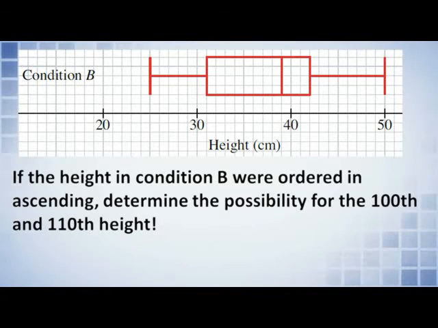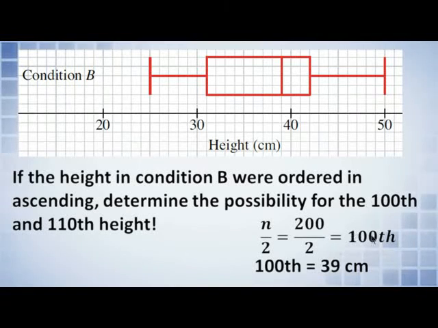If the heights in condition B were ordered in ascending order, determine the possible values for the 100th and 110th heights. The 100th in condition B is the median because this data represents 200 sunflowers. So the 100th data is the median, n over 2. So the median, or the 100th data, is 39.